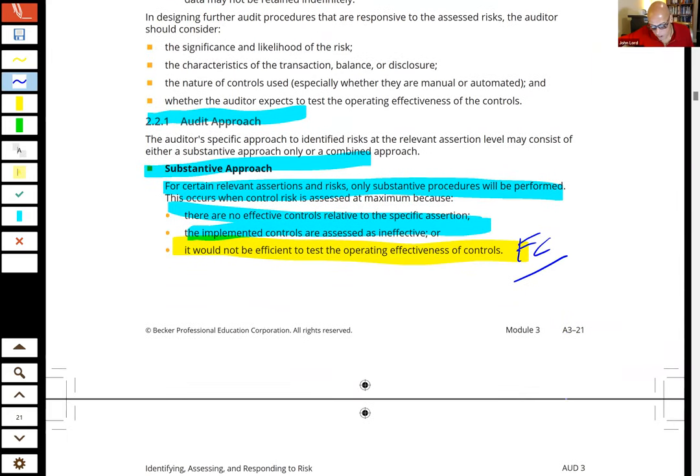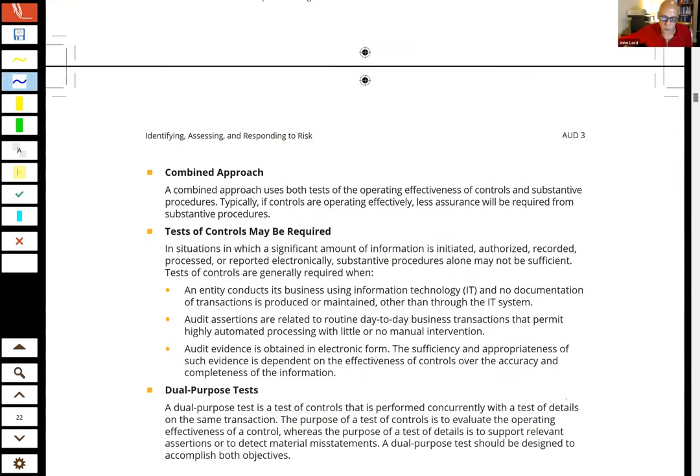And so we're responding at the assertion level. We could do a purely substantive approach, as we mentioned, if we think the controls are ineffective. Generally we're hoping for a combined approach. And that means that if we think the controls are operating effectively, we will test the operating effectiveness of those controls. And that will then determine the timing, extent, and nature of my substantive procedures, external evidence, et cetera.